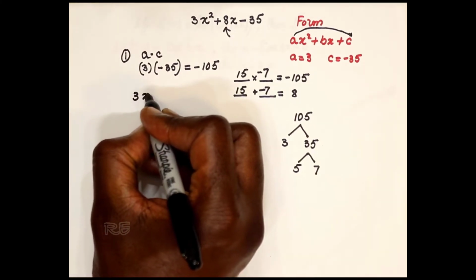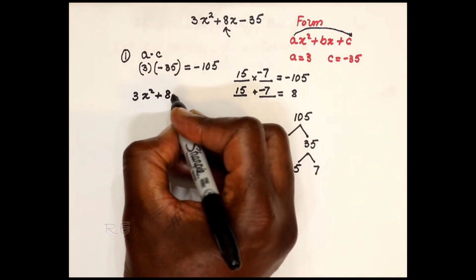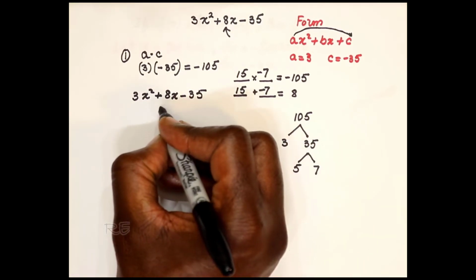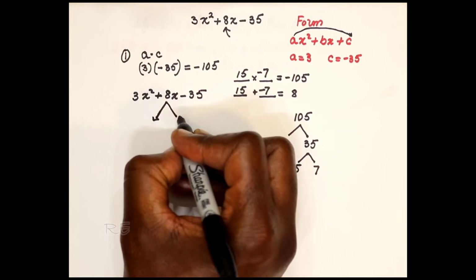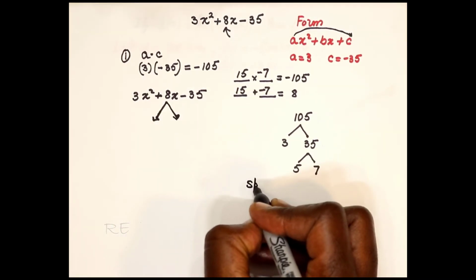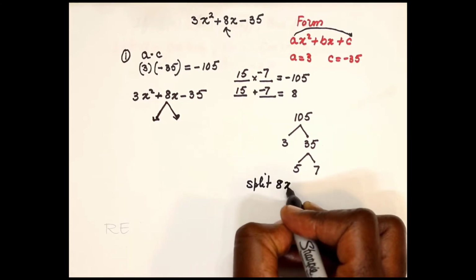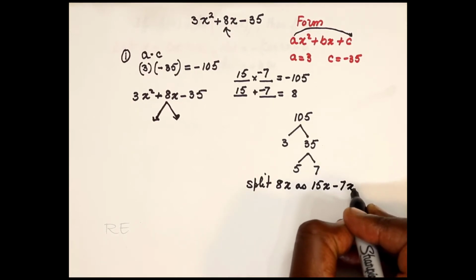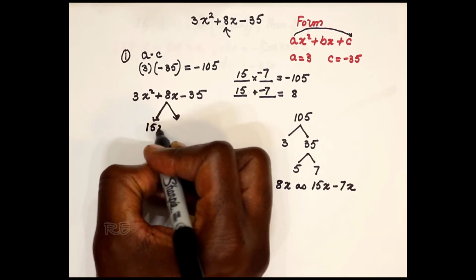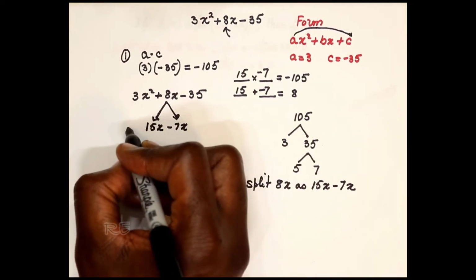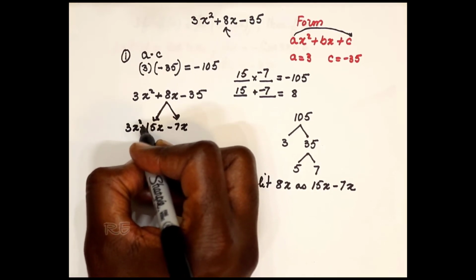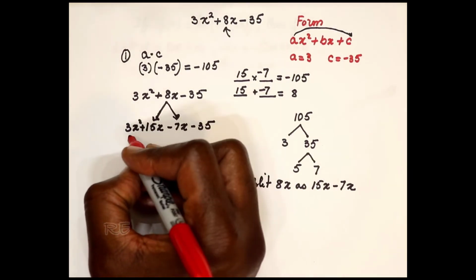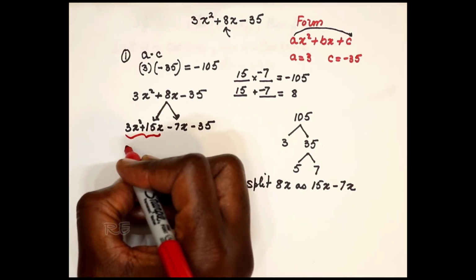Let's rewrite the expression. 3x squared plus 8x minus 35. We're going to split 8x using 15 and negative 7. Therefore, 8x will be 15x minus 7x, and we'll keep 3x squared. We'll add negative 35. Now, this expression is factorable by grouping.